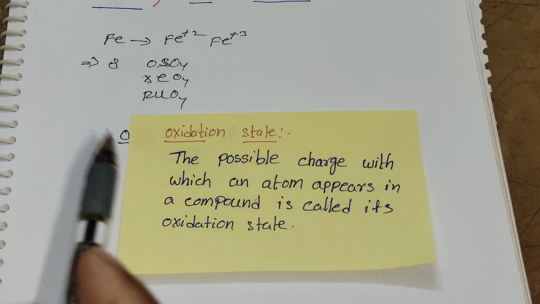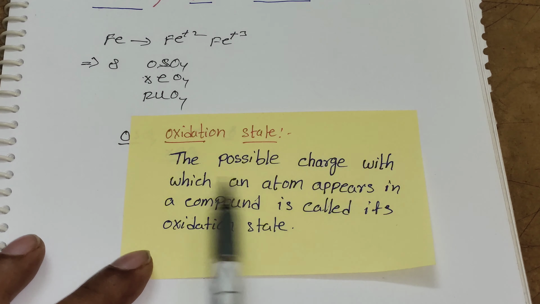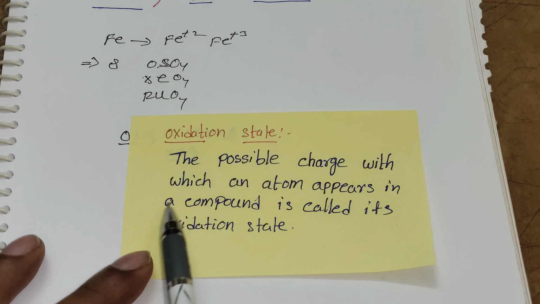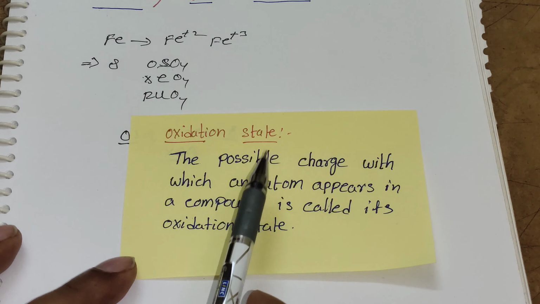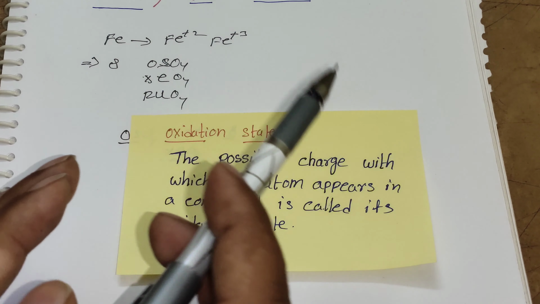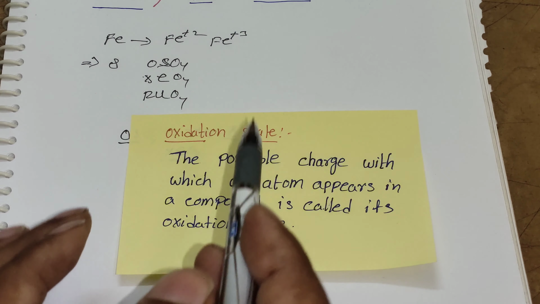And next I will explain about the oxidation state. The possible charge with which an atom appears in a compound is called its oxidation state. The possible charge, what the charge is getting, that is the oxidation state. Now in this video I will explain each and every element, what oxidation state it will appear.